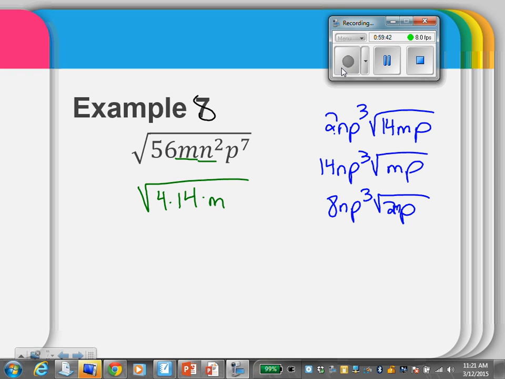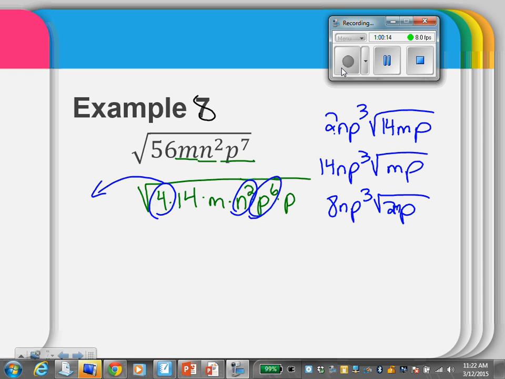Okay. What about n squared? Is it perfect? Yes. It's perfect. It's beautiful like it is. Don't break it. Just drop it down. Okay. p to the 7th. Is it perfect? No, it does need to be broken apart using the one less rule. One less than 7 is p to the 6 times p. At this point in time, let's circle what's perfect. What's perfect? The 4 is perfect. n to the 2nd is perfect. p to the 6 is perfect.